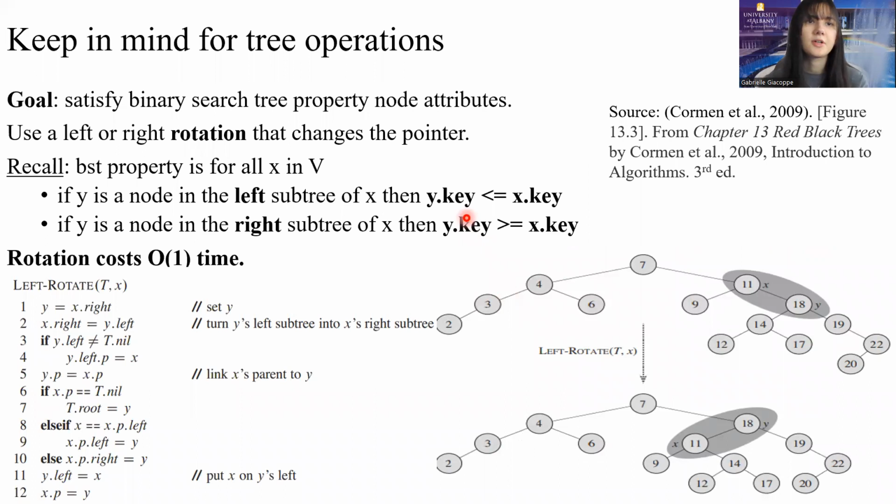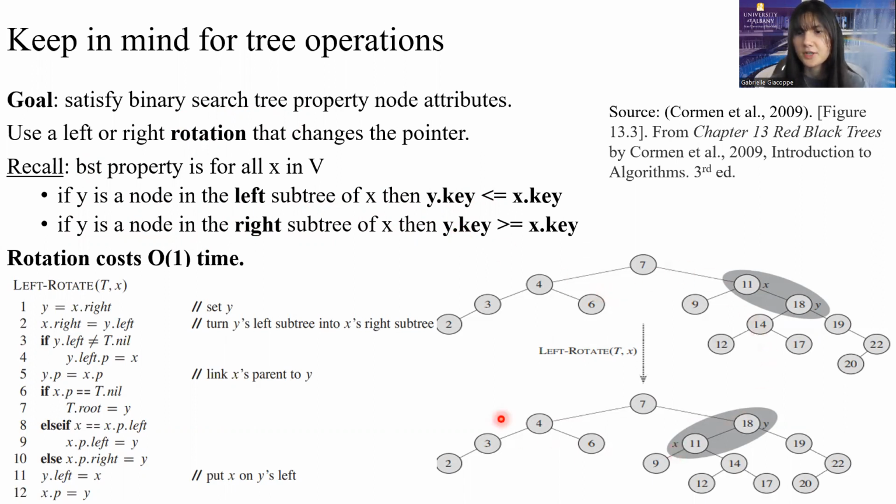Before I can get into operations, I want to introduce a concept called rotation. So you can either do a left rotation or a right rotation, but we want to satisfy the binary search tree property. Keep in mind that we saw that in class. If y is a node in the left subtree of x, then y.key is less than or equal to x.key. If y is a node in the right subtree of x, then y.key is greater than or equal to x.key.